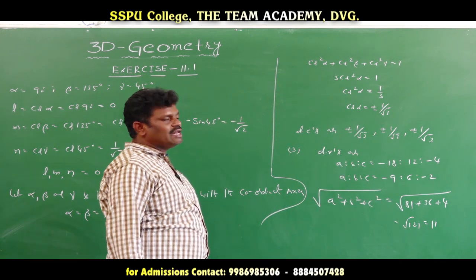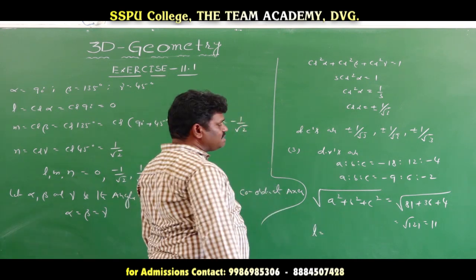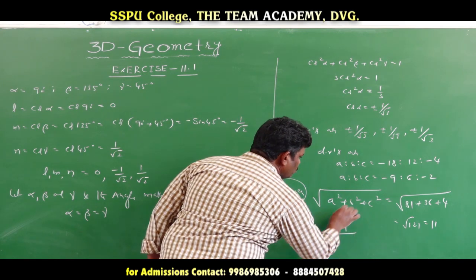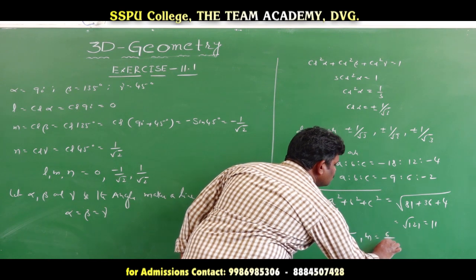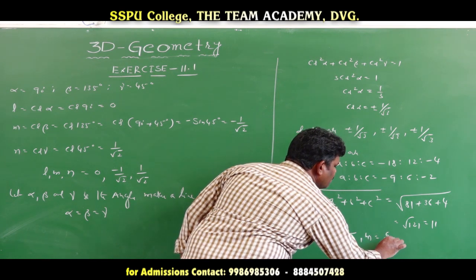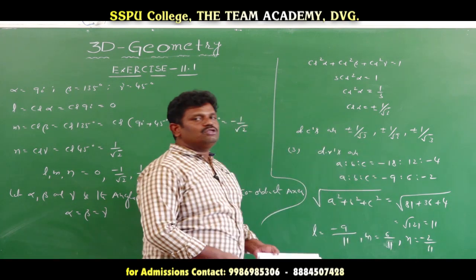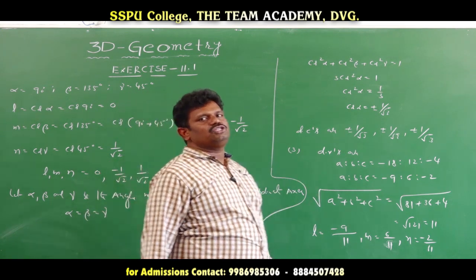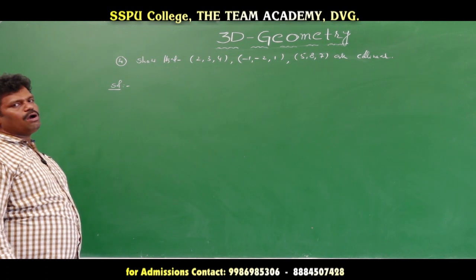Now for the direction cosines, l is equal to a by the square root of a square plus b square plus c square, so l is equal to minus 9 by 11, and m is equal to 6 by 11. Then n is equal to minus 2 by 11. So these are the direction cosines related to the given direction ratios. Right? Show that the 3 given points are collinear.